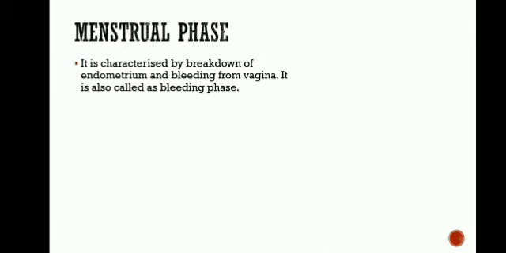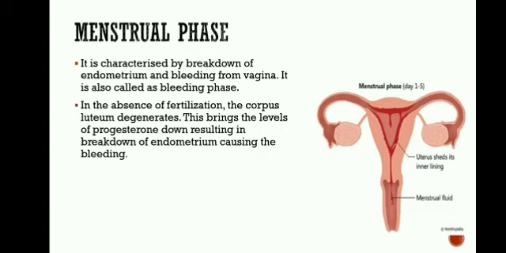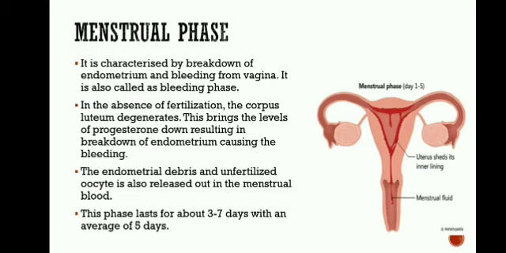The menstrual phase. It is characterized by breakdown of endometrium and bleeding from the vagina. It is called the bleeding phase. In the absence of fertilization, the corpus luteum degenerates. This brings the level of progesterone down, resulting in breakdown of endometrium, causing the bleeding. The endometrial debris and unfertilized oocyte are also released out in the menstrual blood. This phase lasts for about 3 to 7 days with an average of 5 days.